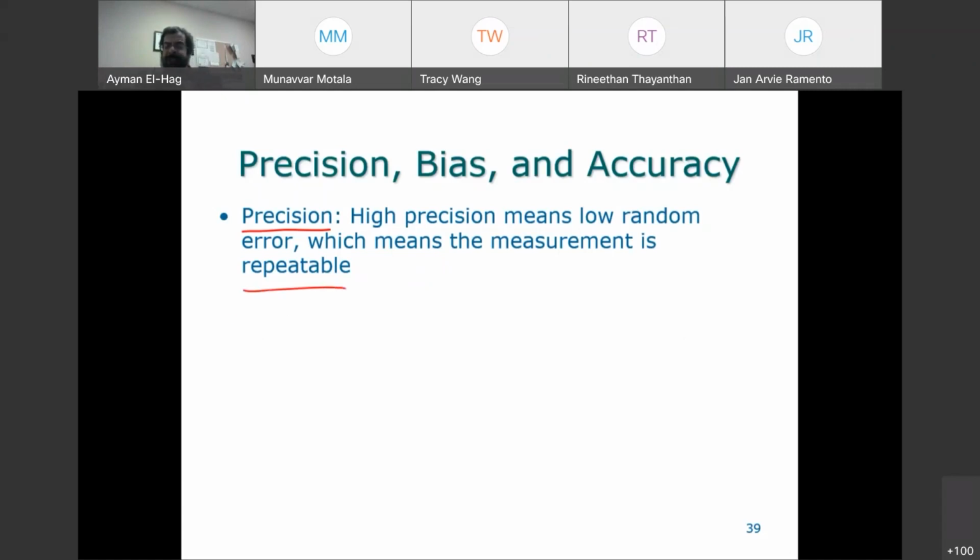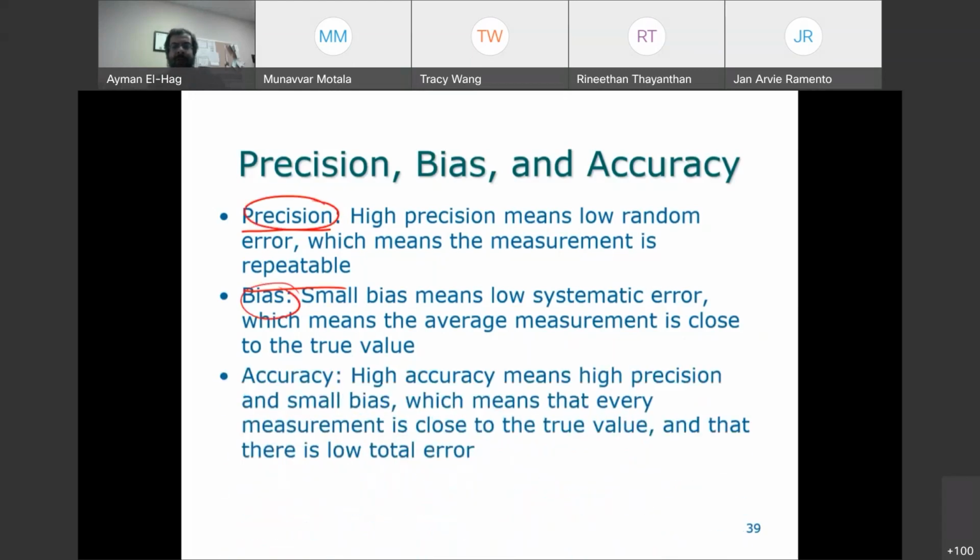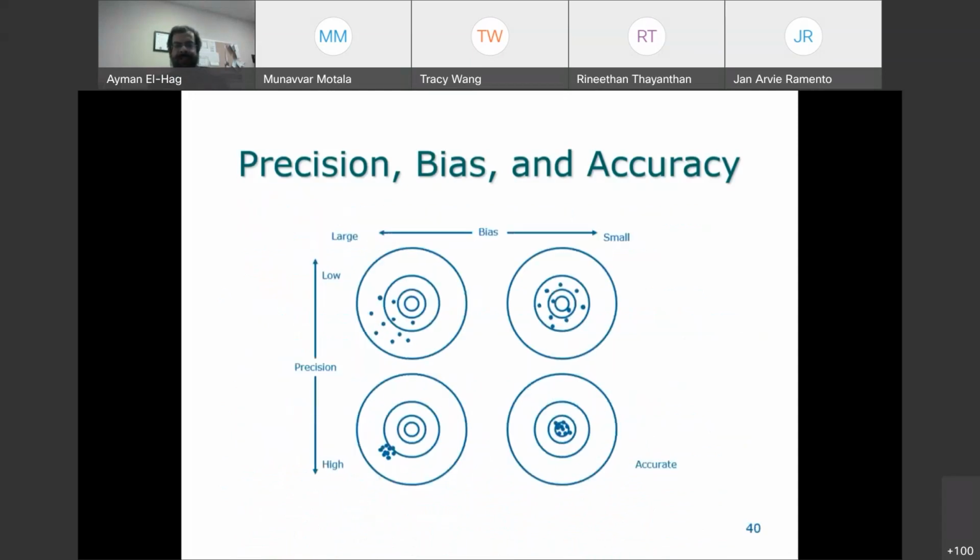Every time you do the measurement, you get almost the same measurement. Then you will have the bias. Small bias is something good, meaning the bias, or the offset error, or the systematic error, is very, very small. What you want to have is high precision and low bias, so that you will have high accuracy. That's what you are looking for. So if you put, this is the last slide, if this is the bias, this is small bias, and this is large bias. We want to have small bias. Precision, this is low precision, and this is high precision. That's what we want. We want this, and we want this.